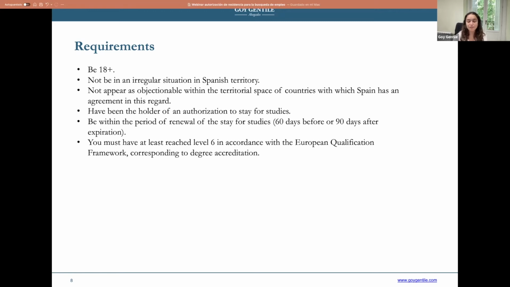And also one of the main requisites is that the level of studies or the title that the student will obtain has to be recognized in level 6 of the European framework's qualifications, because this will imply that the level of studies actually corresponds to a higher level of studies and is official. So this means that it will be recognized by the Ministry of Universities, which is a necessary requirement to comply with in order to be eligible for this residence permit.